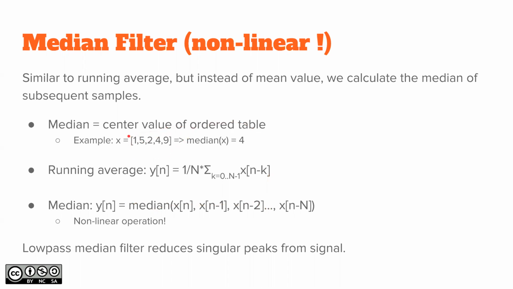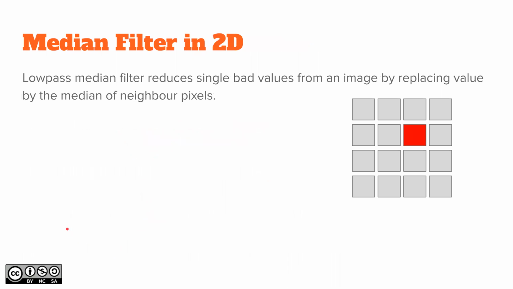Okay, so for example, if you have 5 points, it's the center value of the ordered table. So if you have data x as 1, 5, 2, 4, 9, then when you order this, the middle value is 4. Okay, median. So actually it's nonlinear, but it reduces singular peaks from the signal.